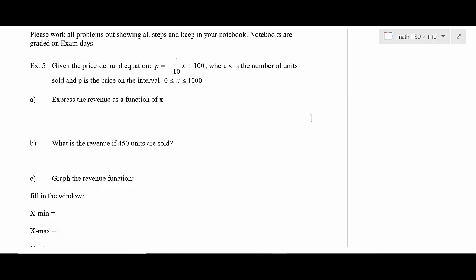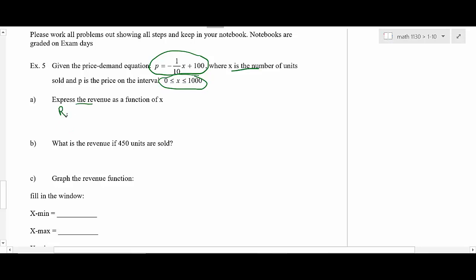So what this is called is a price-demand equation. We're not going to get into the theory of this or anything. But X is how many things you sell, and this is the price. So if you sold X items, you could compute the price. This is giving you a domain from 0 to 1,000. We'll use that when we're graphing. And what we're going to do is a revenue function.